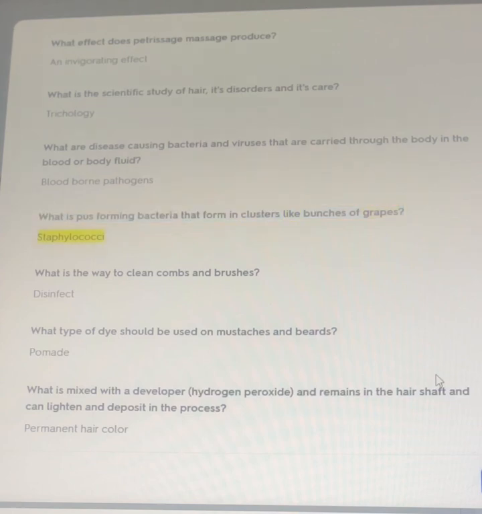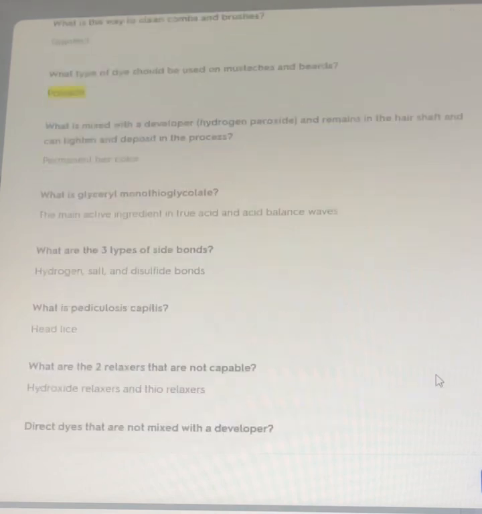Staphylococcus. What is the way to clean combs and brushes? Disinfect. What type of dye should be used on mustaches and beards? Pomade. What is mixed with the developer, hydrogen peroxide, and remains in the hair shaft and can lighten and deposit color in the process? Permanent hair color.